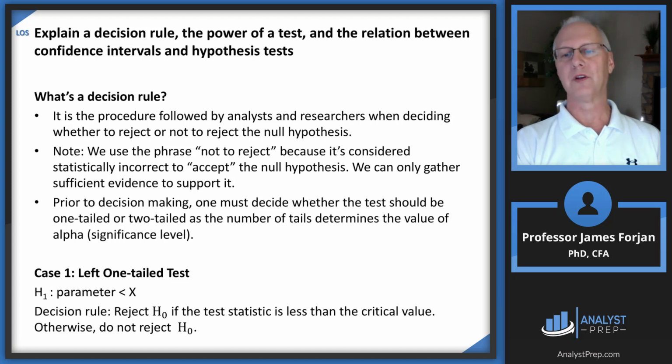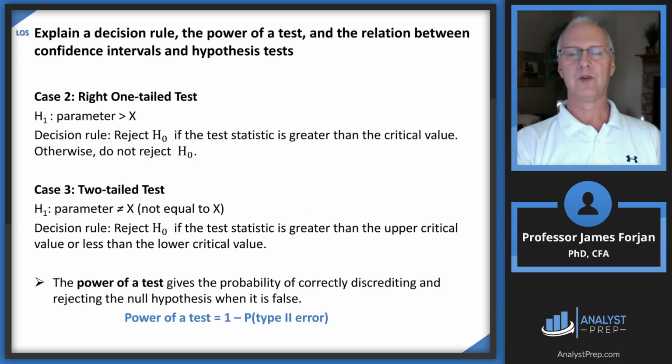And of course, prior to the test, there should be a determination of whether it's one-tailed or two-tailed. All right, so case one, a left-sided one-tailed test. What we're doing is suggesting our opinion is that the parameter is less than x. If it's a right one-tailed test, then we're suggesting that the parameter is greater than x. And if it's a two-tailed test, we're going to suggest that the parameter is not equal to x, which means it could be greater than or less than.